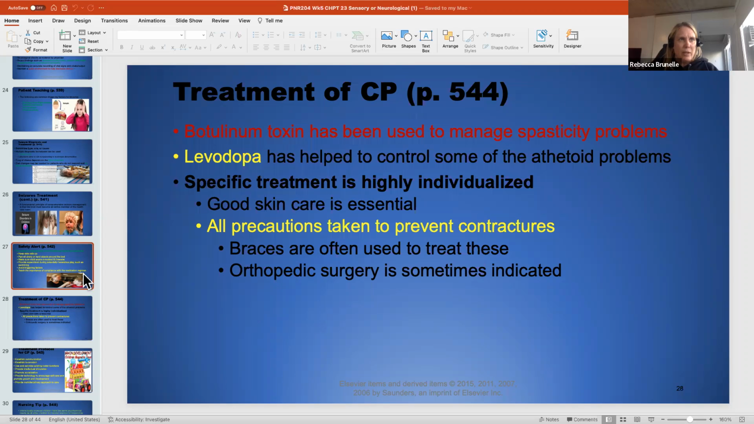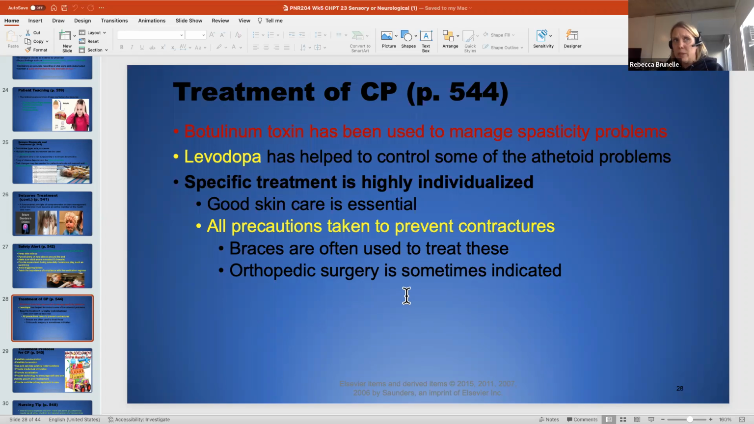I'm sorry, I moved ahead here and I got confused. I was not expecting this slide, so it took me a minute to figure out. I thought we were talking about botulism because it said botulism on there, but we're moving on to CP. So I apologize that my brain got sidetracked here.